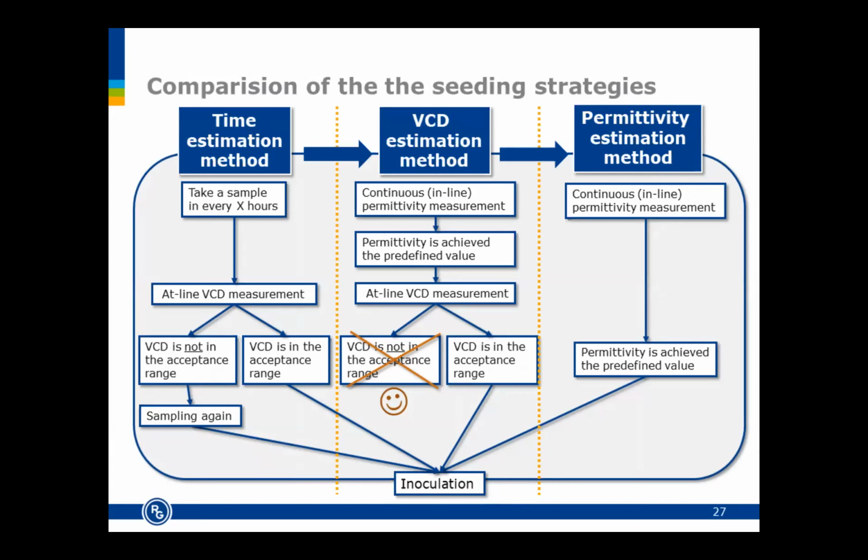I had a funny story here, because I asked one of the process engineers, in case of our current method, what would happen if the VCD value of the at-line measurement would not be in the acceptance range? And he said with high self-confidence that it is impossible. Indeed, I can tell you that it has not happened until today. So these were the applications of the permittivity measurements for the seeding strategy.